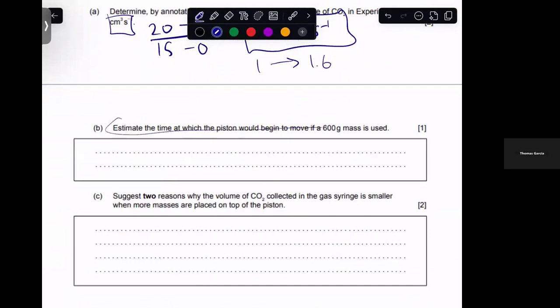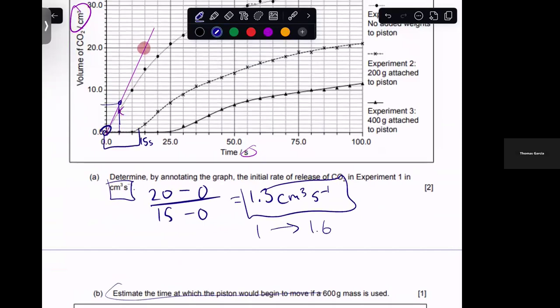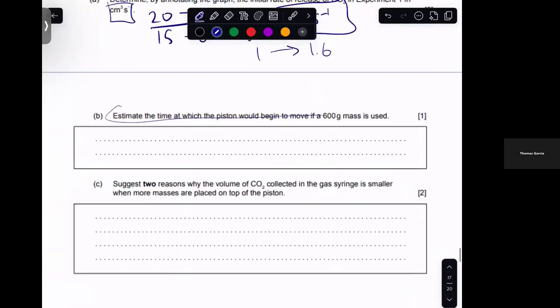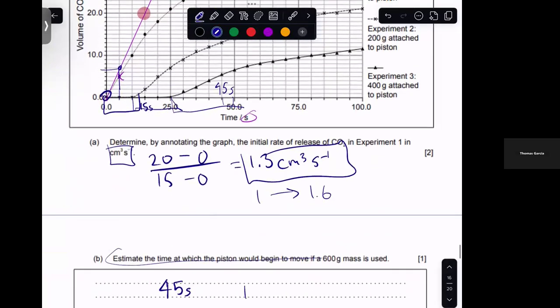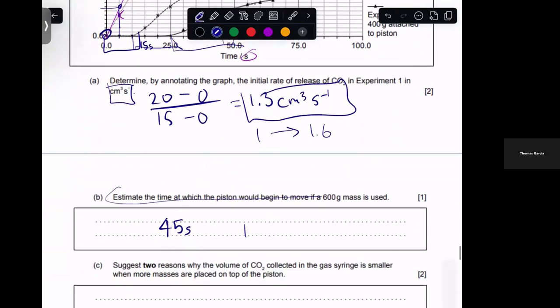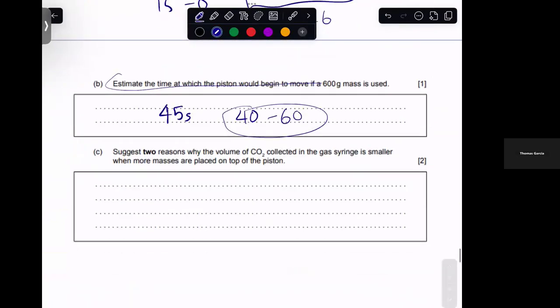Estimate the time at which the piston would begin to move if a 600 gram mass is used. Well, I noticed an increase of about 10, then maybe 15. So I'm just going to chalk it up to 20, assuming a bigger increase. So I'm going to say maybe 45 seconds. Again, the IB is pretty lenient about this. Their range, for this one in particular, was 40 to 60 seconds. So anywhere in that range is good.